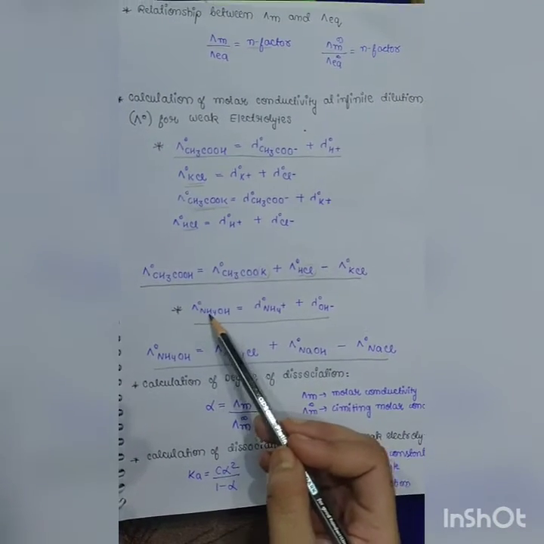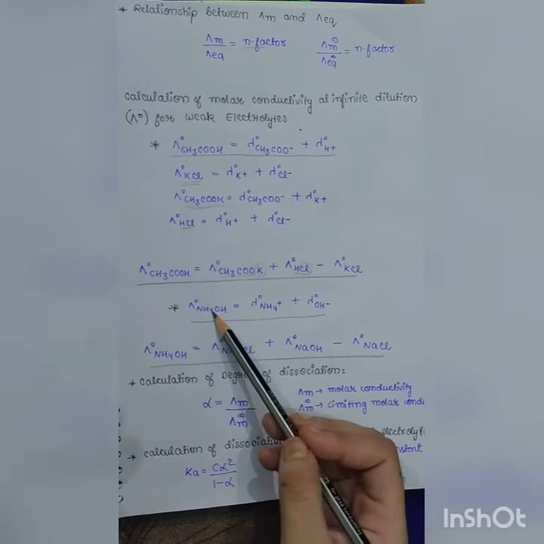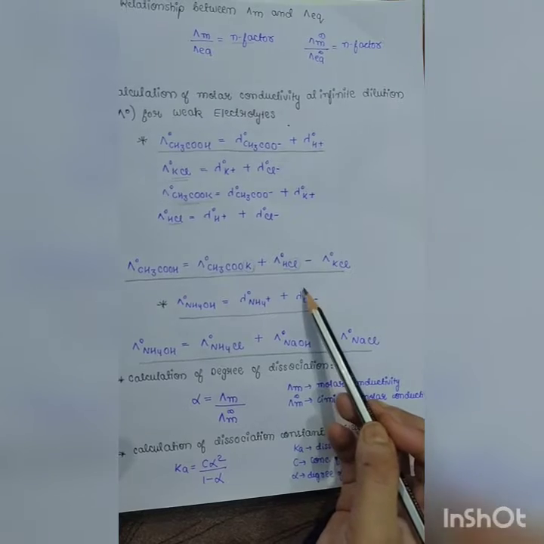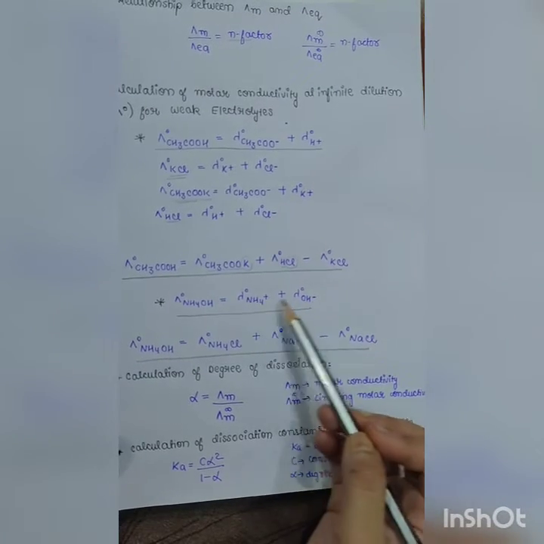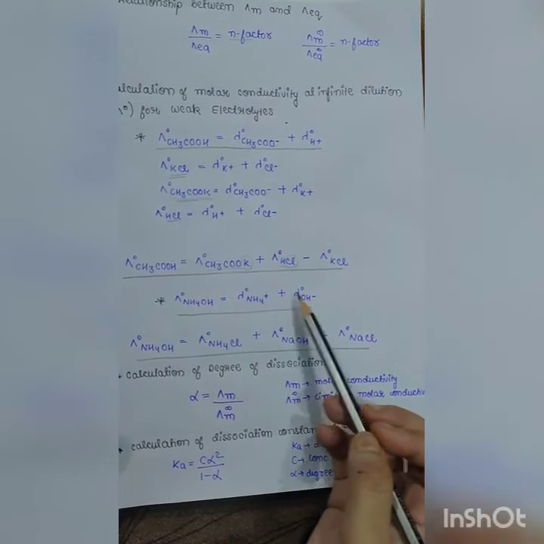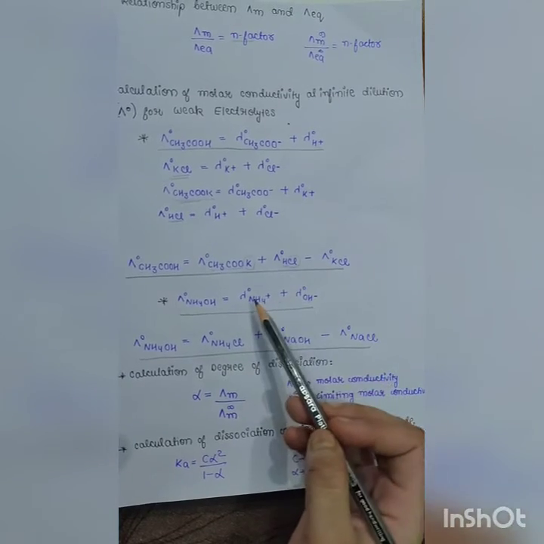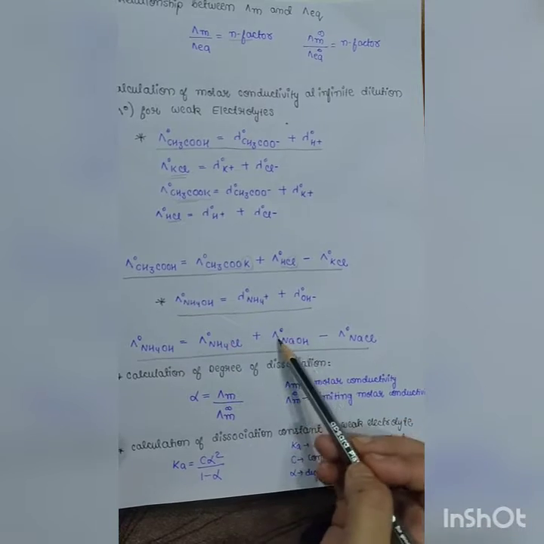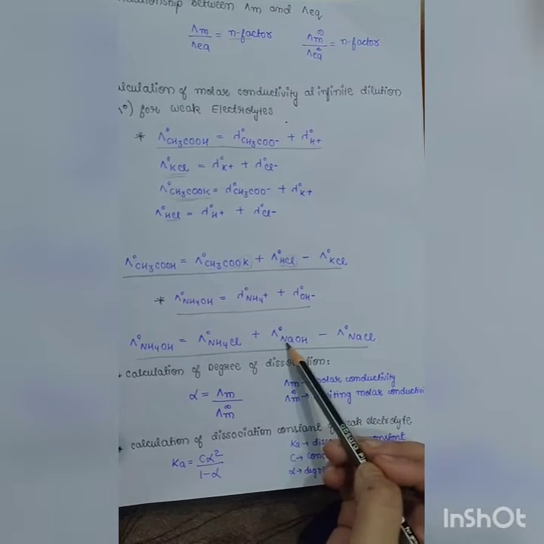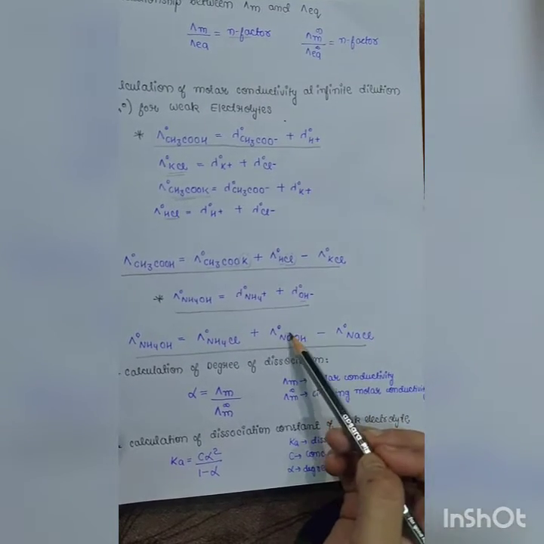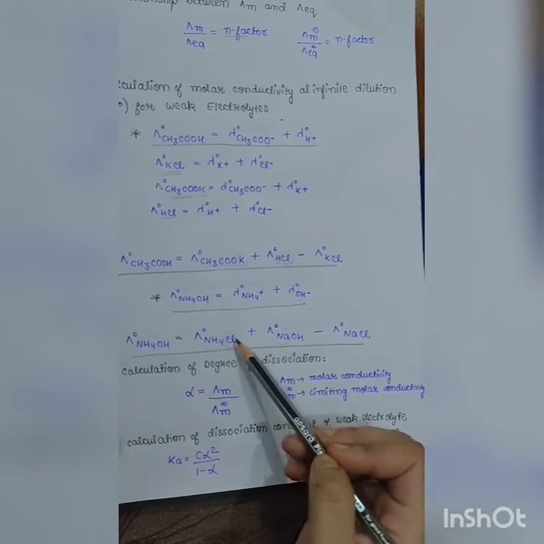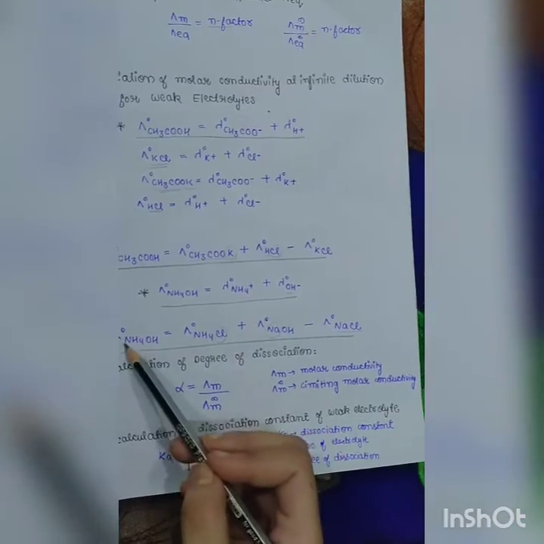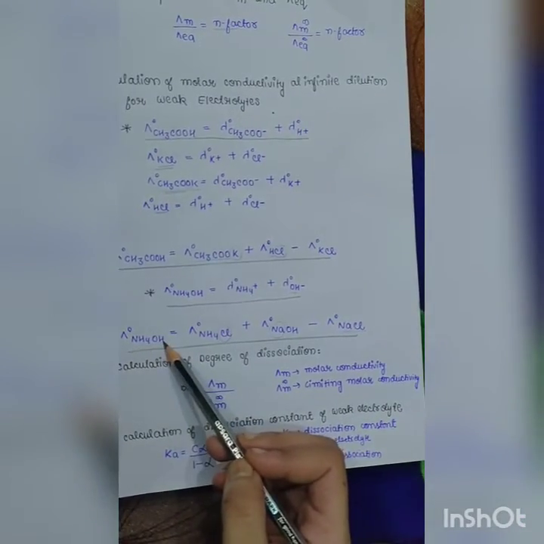Next is molar conductivity of ammonium hydroxide, since it's a weak electrolyte. So limiting ionic conductivity of ammonium ion plus limiting ionic conductivity of hydroxide ion. But calculating this is not possible. So what we do is we find strong electrolytes. Molar conductivity of ammonium chloride gives the ammonium ion. Limiting molar conductivity of sodium hydroxide gives the hydroxide ion. What is extra here? Sodium and chloride. So we have to subtract the limiting molar conductivity of sodium chloride. So we'll get the limiting molar conductivity of ammonium hydroxide.